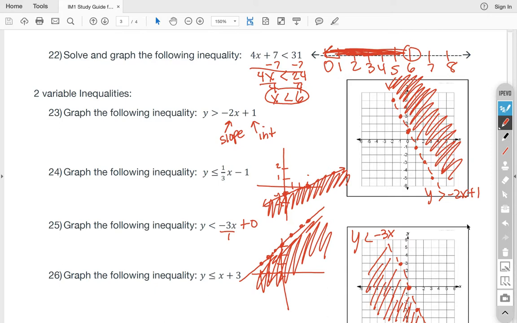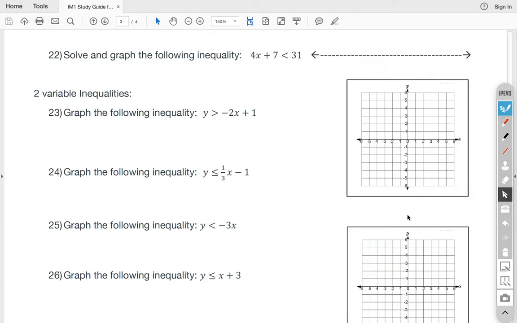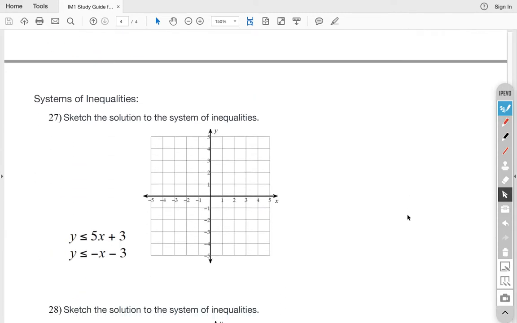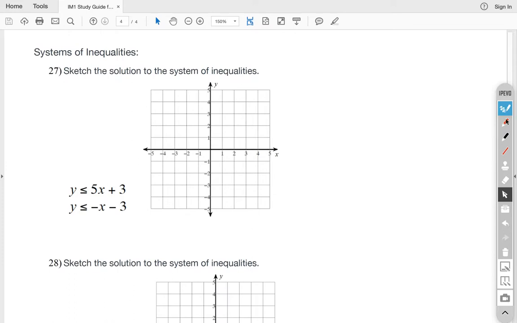We have 2 more left, 27 and 28. We'll leave this for a second. Make sure you get this copied down. All right, 27 and 28 are coming up. All right, here's 27. Let's do 27 first.